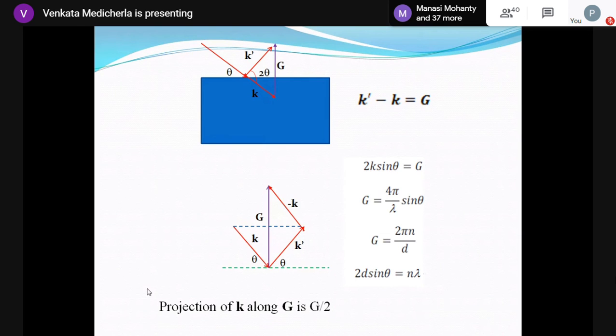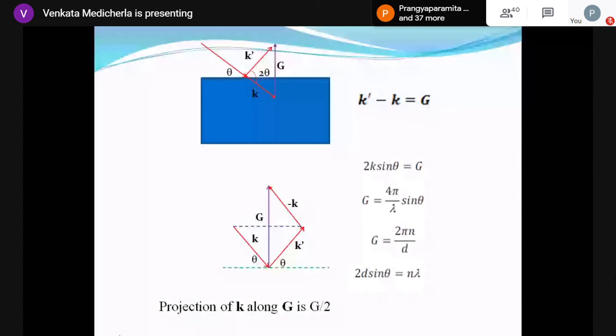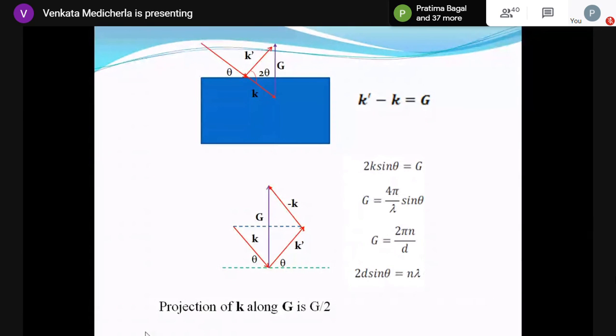This figure also tells you one more thing. Projection of K along the reciprocal lattice vector is just half G, half of the magnitude of G. That's why I put this dotted line here. You see, this dotted line says K sin theta is simply G by 2. Don't write vector. K sin theta is G by 2, or 2K sin theta is G. K is nothing but 2 pi by lambda, so G is equal to 4 pi by lambda sin theta. If you know theta and lambda, you can calculate the reciprocal lattice vector.